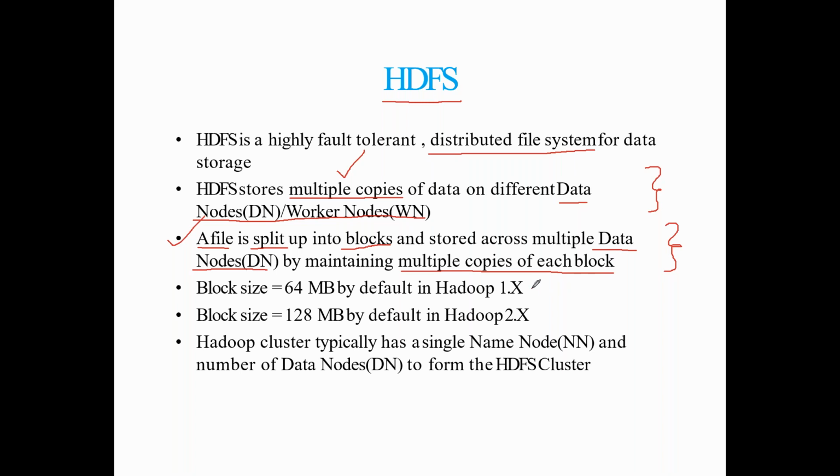There are two versions of Hadoop available right now: Hadoop version 1.x and Hadoop version 2.x. In Hadoop version 1.x, the default block size is 64 MB. In Hadoop version 2.x, the default block size is 128 MB.